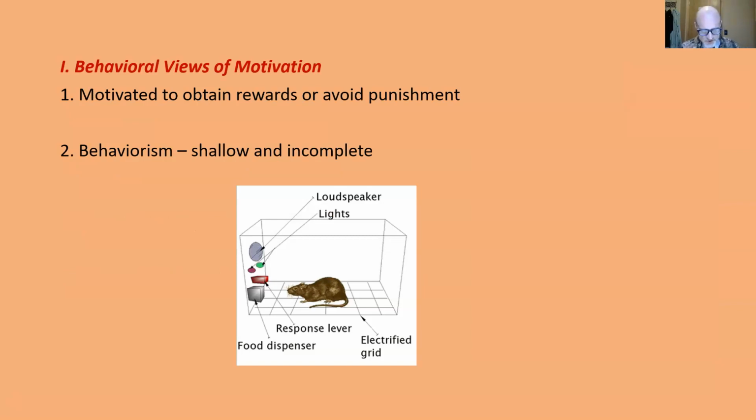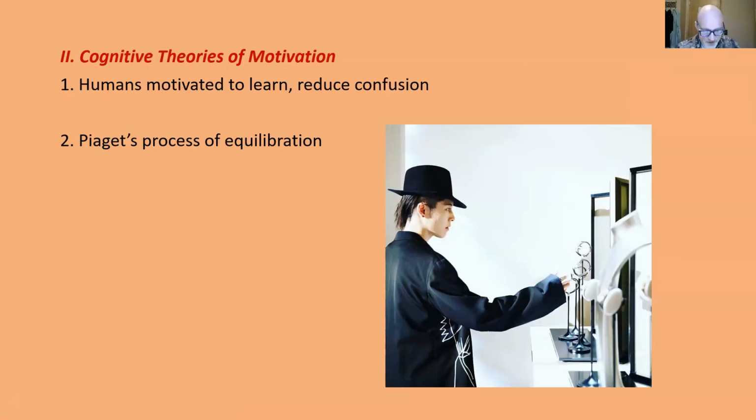Behavioral views of motivation: motivated to obtain rewards or avoid punishments. This is externalized or extrinsic motivation. This is a shallow and incomplete understanding of human motivation by itself. And again, it's used to understand human behavior but not predict human behavior.